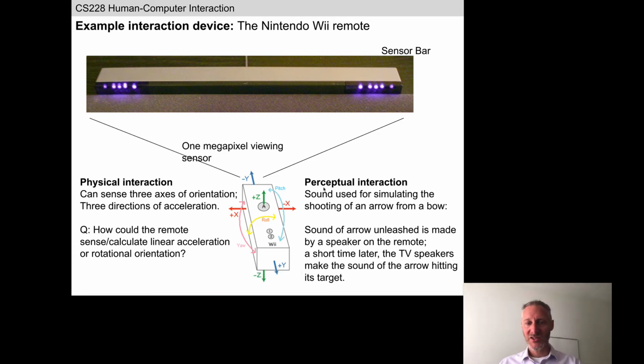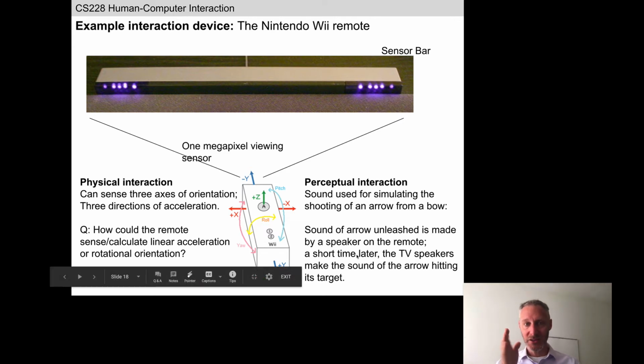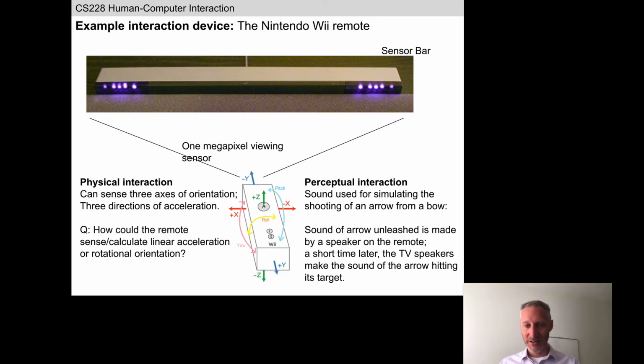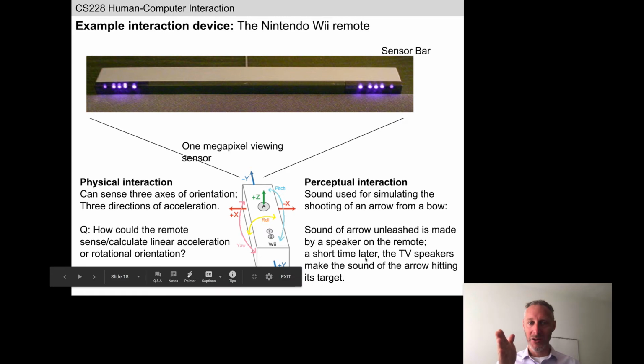So let's think about sound for a moment. We've talked a little bit about visual metaphors in this course. This is the first audio metaphor we're going to see. Imagine that the moment that the user clicks the bar and releases the arrow, they hear the sound of an arrow being released from the remote. A short time later, assuming that they aimed the virtual arrow at the target correctly, they hear the thud of the arrow hitting the target from the speakers on the TV.